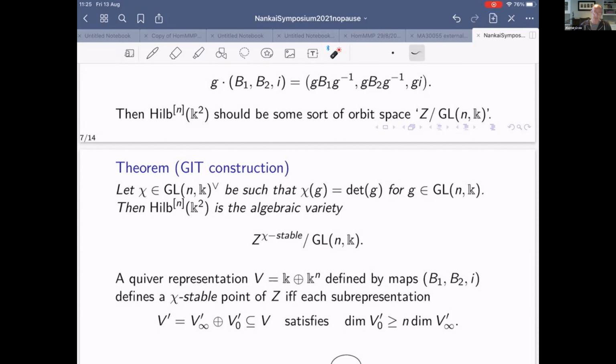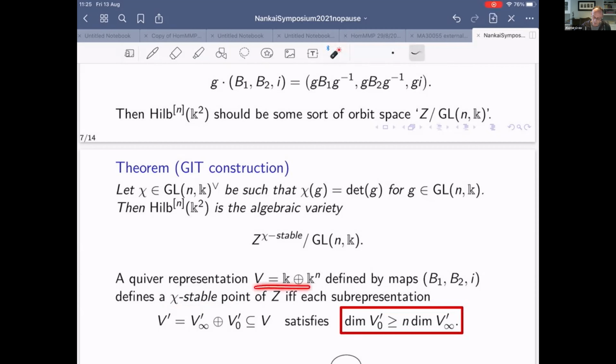And that data, remember, we want to specify a point in the Hilbert scheme, that defines a point in here, and therefore it's one of the points we care about when we make this quotient. So that defines a point in there. In other words, it defines a stable point precisely when the following condition happens. So that's the key condition, for every sub-representation.